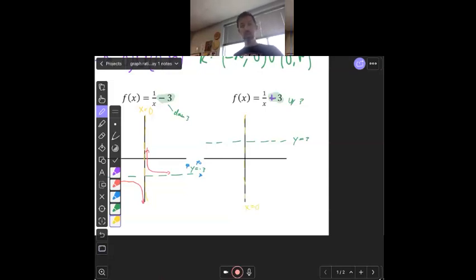You will hear me start saying VA or HA, or writing VA and HA. It's just not always fun to have to say vertical and horizontal asymptote over and over again. So just be aware of that. VA, vertical asymptote. HA, horizontal asymptote. I was a little bit afraid when I have to say the word asymptote over and over again throughout the day.